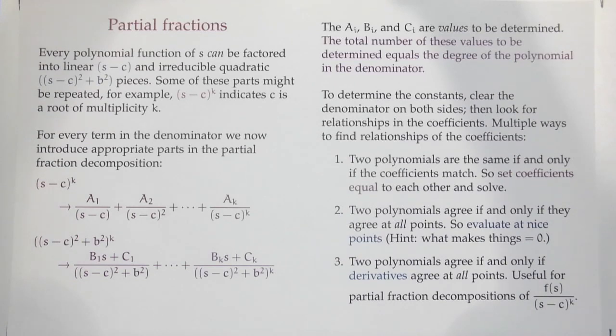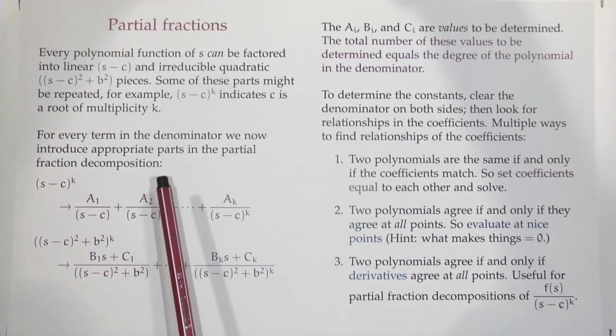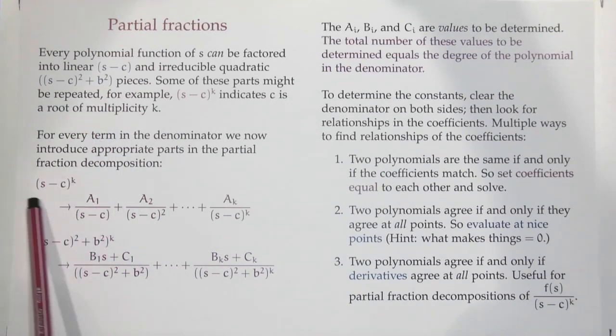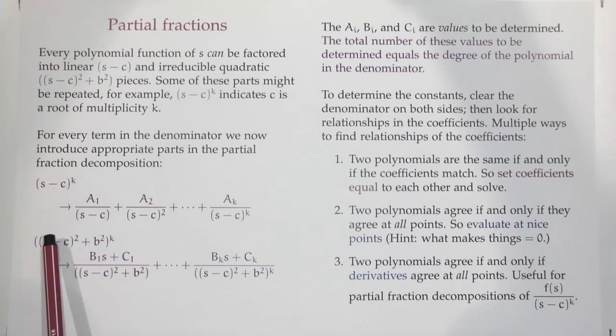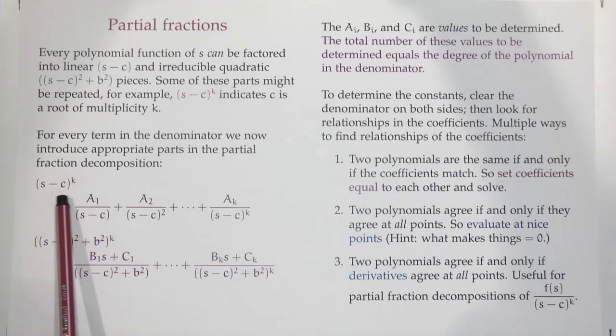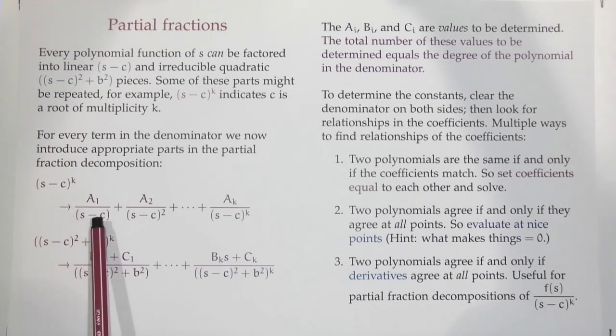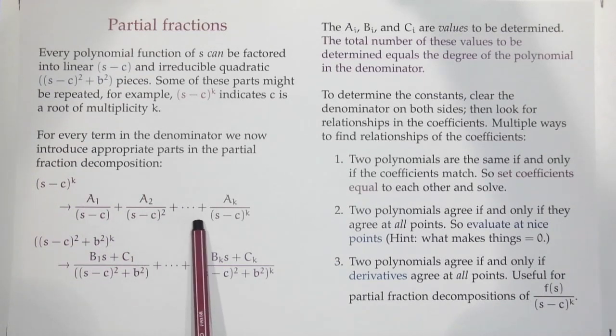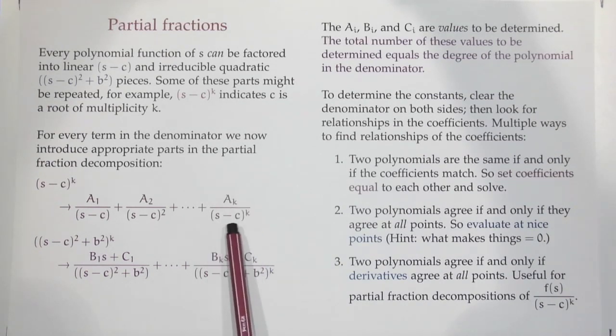Well, the idea is you have your denominator and you factor it. And you have pieces that look like s minus something to a power, or maybe you have things that are not factorable, but you can do completing the square. So you have things that look like what we would call irreducible quadratics. Whenever you have s minus something to a power, you get pieces that look like a constant over s minus c, a constant over s minus c squared, all the way up to some constant over s minus c to the k.